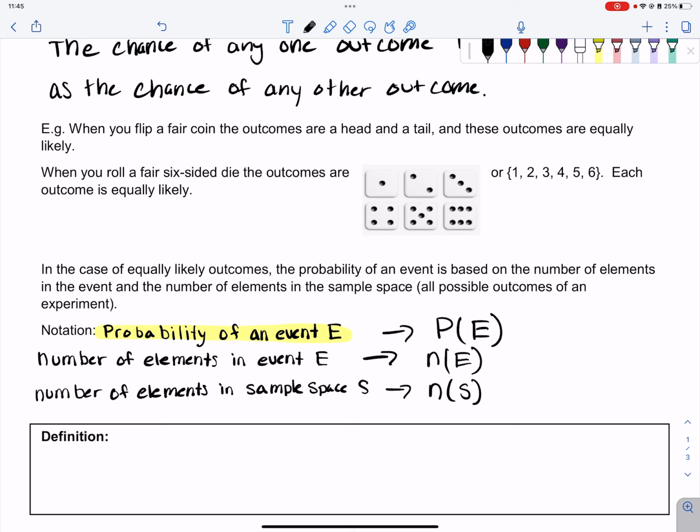So then lastly, to get our definition of the probability of our event E happening, so probability of E, well, this is simply just equal to the number of things in our event divided by the number of things in our sample space.